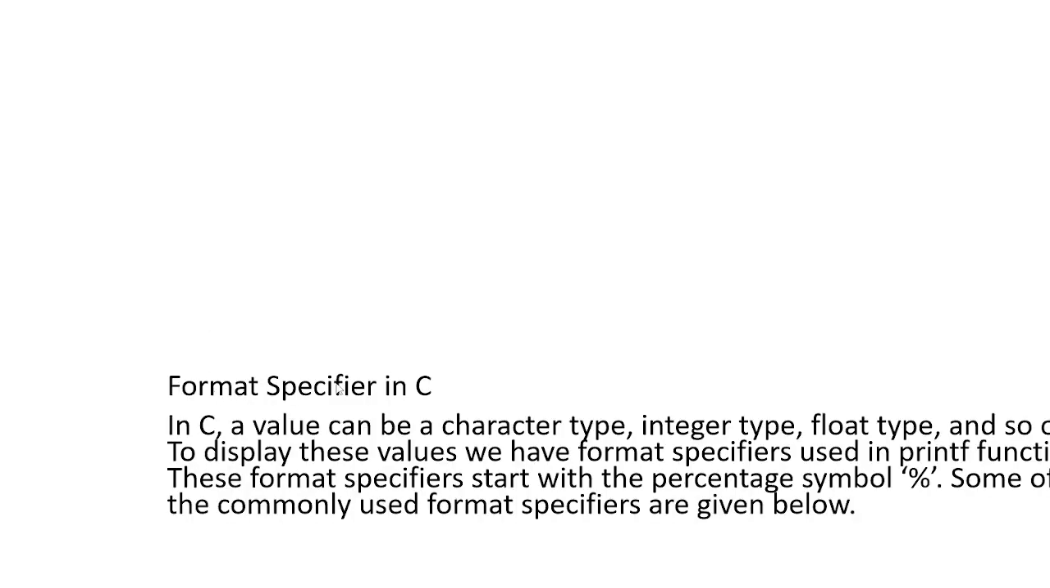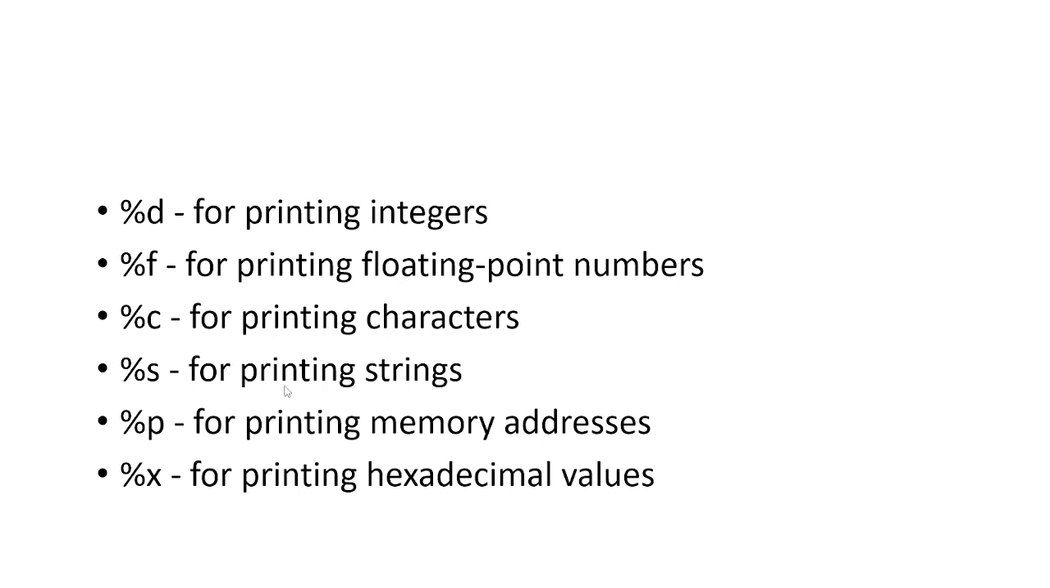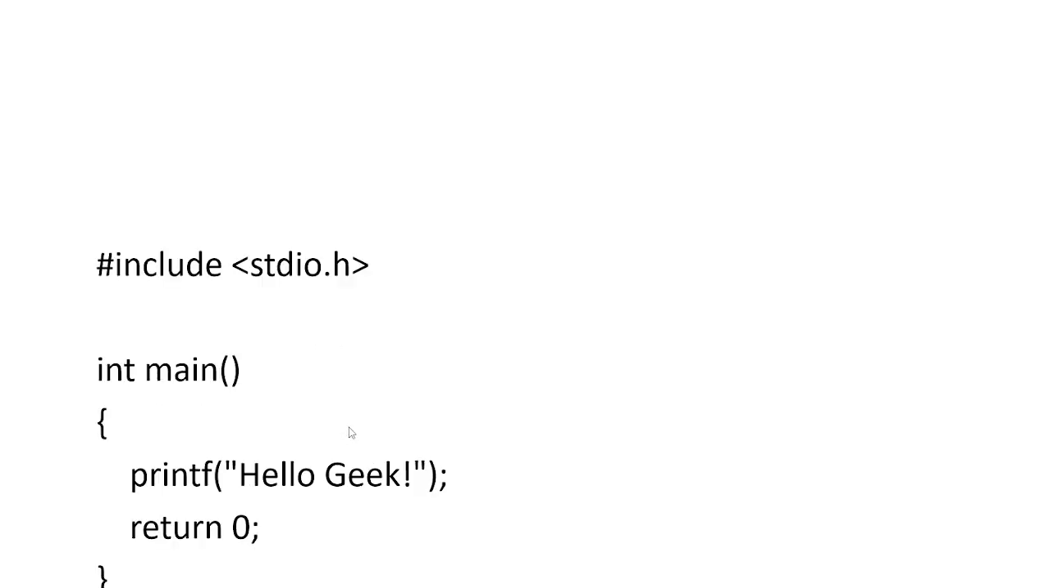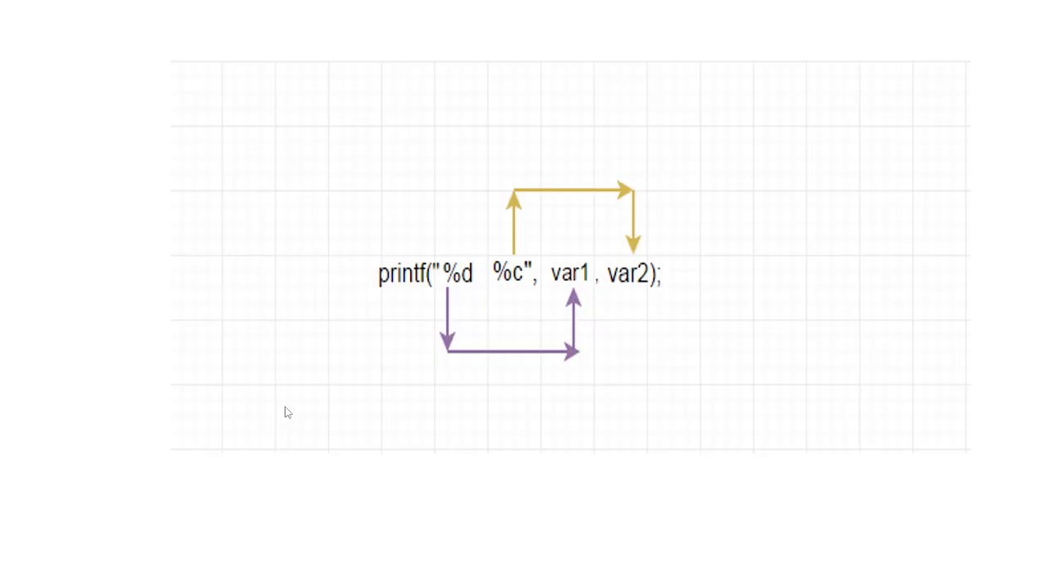So this is a format specifier in C. We can print different types of values in C programs, and for that we need a % symbol and some characters to represent it. Suppose %d is for integer, %f for float, %c for character, %s for string, like that. So you have an example and you have this format.